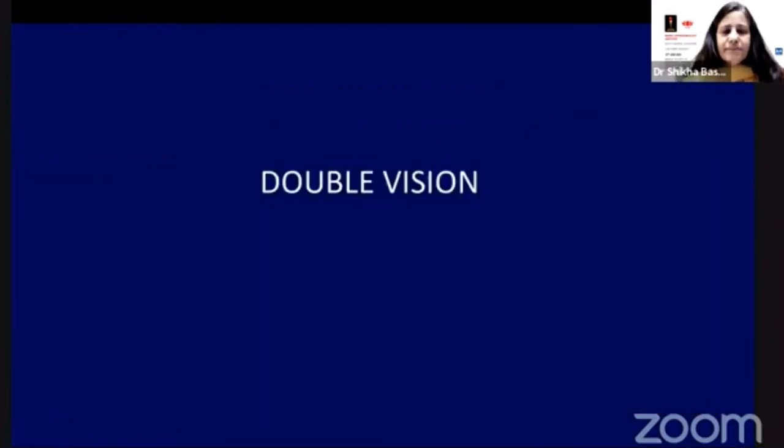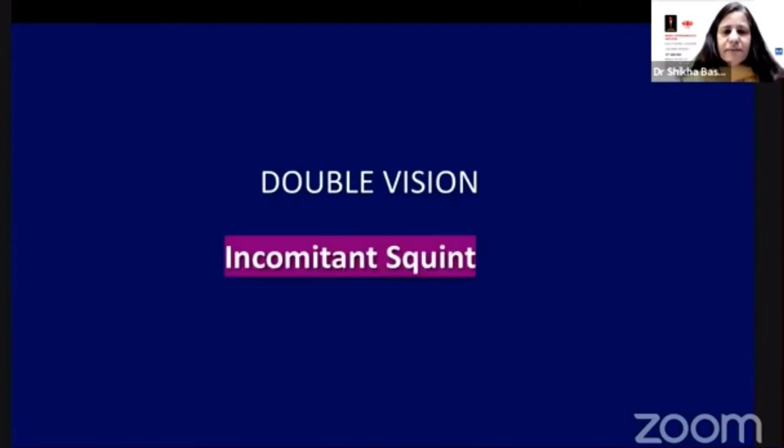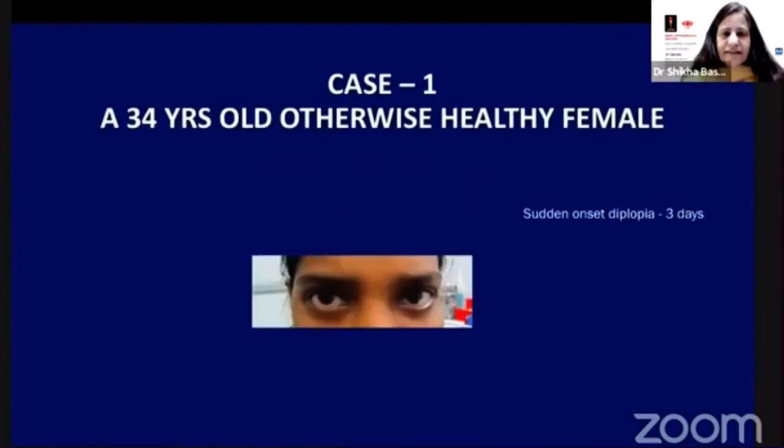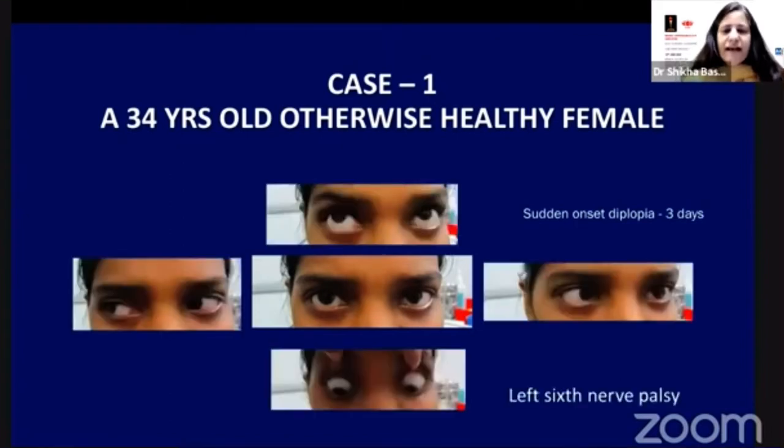Now let's look at the symptom of double vision. As a neuro-ophthalmologist, our duty is to pick up a non-concomitant squint. That is dangerous. So this 34-year-old lady, otherwise a healthy female, has come to us with sudden onset diplopia for 3 days. There is a left esotropia. And what is important is that the left eye is not going out. Alternating simple esotropia with full EOM, we are not concerned. But if there is an abduction limitation, there's a case of left sixth nerve palsy.